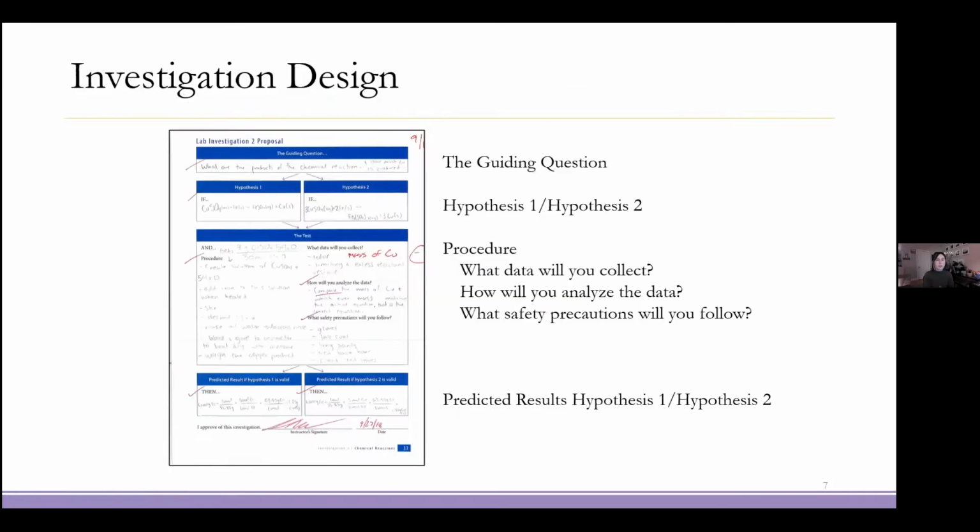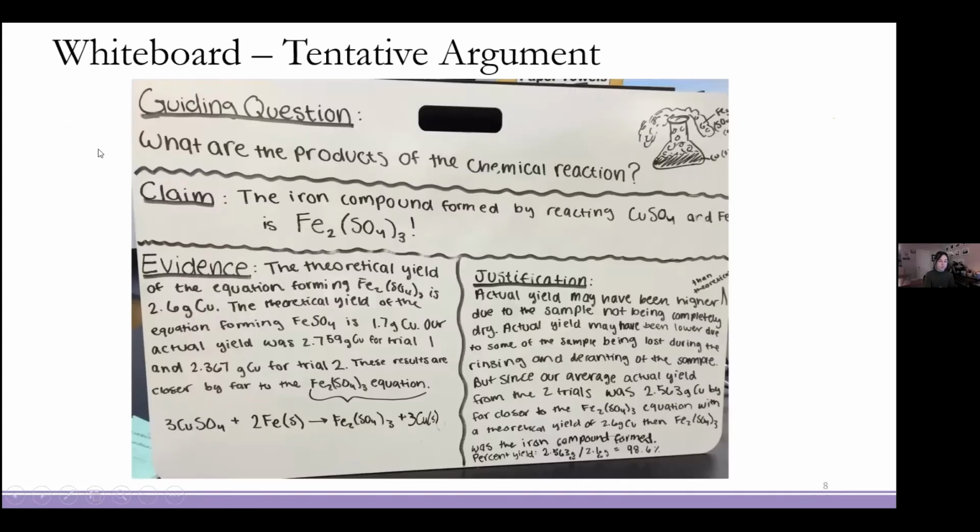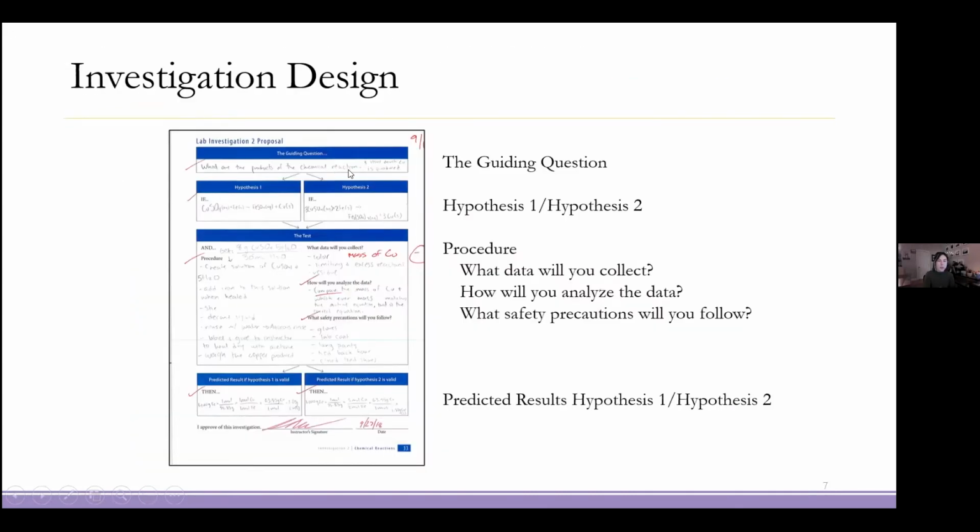So what does this look like in class? First, students are given a guiding question that they have to design an investigation around. The worksheets look something like this, where this is the second ADI investigation that students do in Gen Chem. The guiding question is: what are the products of the chemical reaction? They're given two different hypotheses, two different products that the chemical reaction could produce. They then have to come up with a procedure.